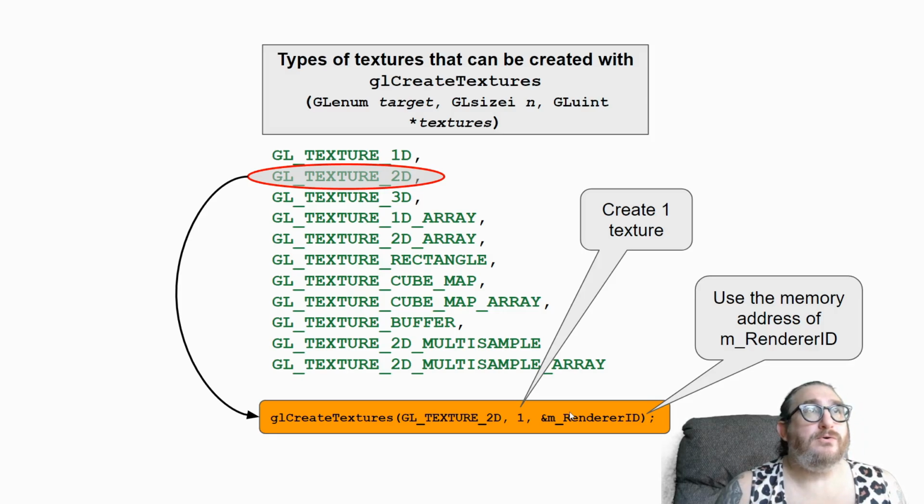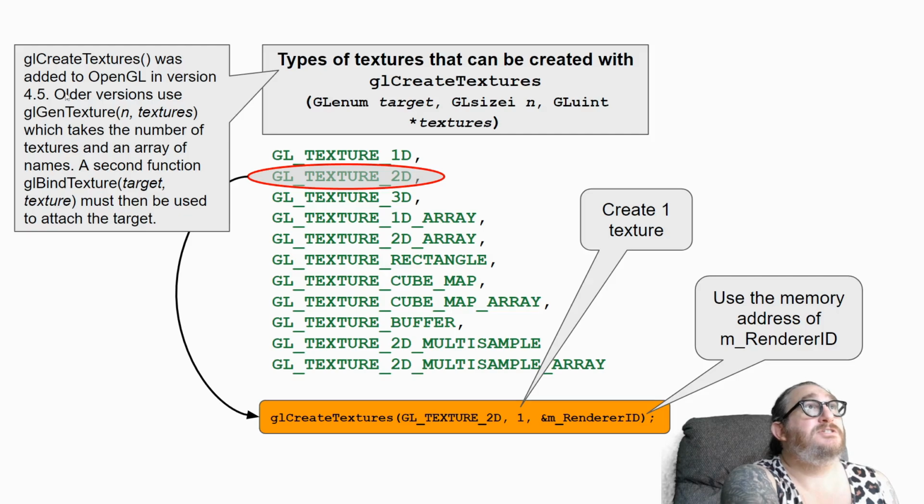The last point about creating textures: the glCreateTextures function was added in OpenGL 4.5. In older versions you would use glGenTextures, which would just give you this n and this textures argument, and then you would have to use glBindTexture to get this texture target. So these are texture targets, and then this is our texture name. In glBindTexture, you would add a target, and then your texture name, which you would have defined up in glGenTextures.